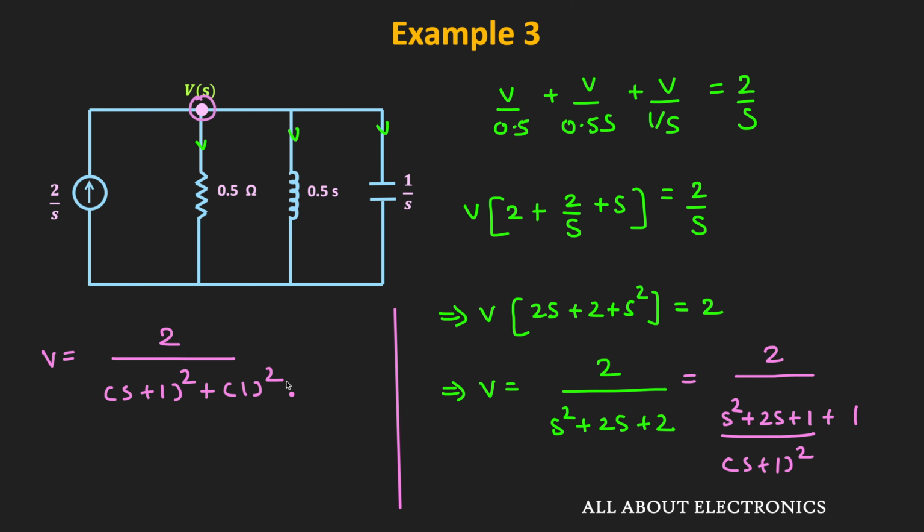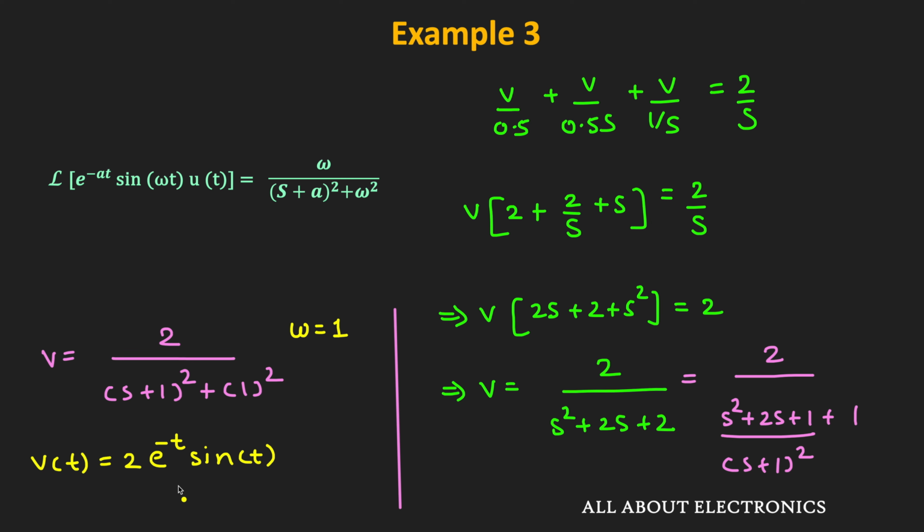Now we know that the Laplace transform of sine omega t is equal to omega divided by S square plus omega square. That means over here this omega is equal to 1. And now using the frequency shifting property of the Laplace transform, we can say that this V of t is equal to 2 times e to the power minus t times sine of t. Because we know that the Laplace transform of the term e to the power minus at times sine omega t is equal to omega divided by S plus a whole square plus omega square. So over here this a is equal to 1.